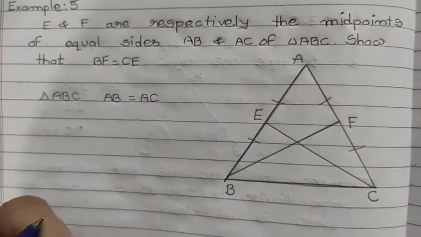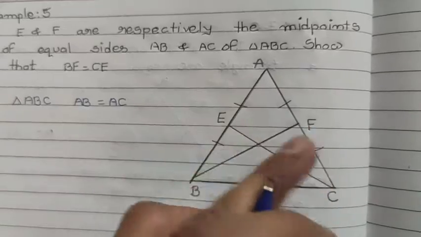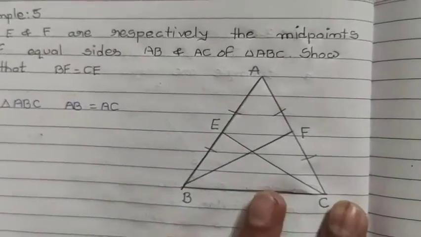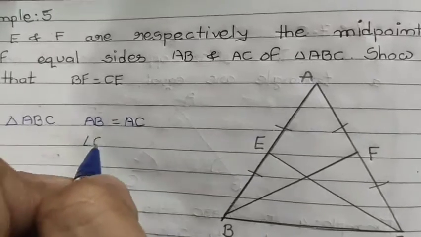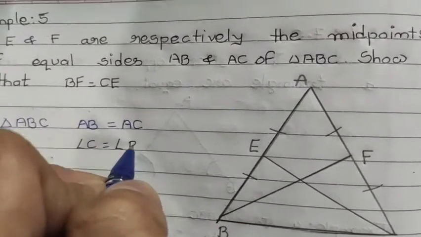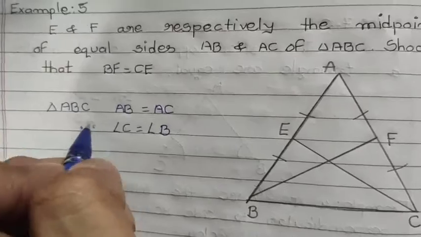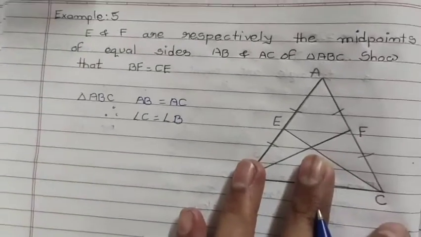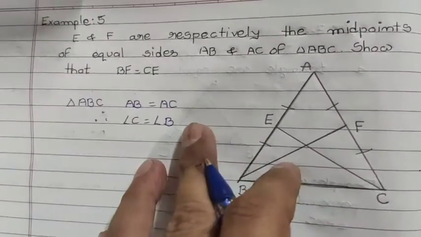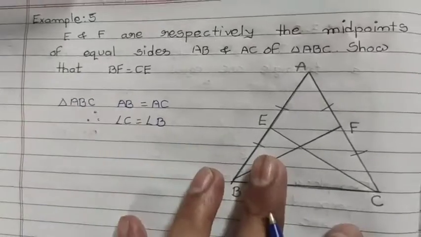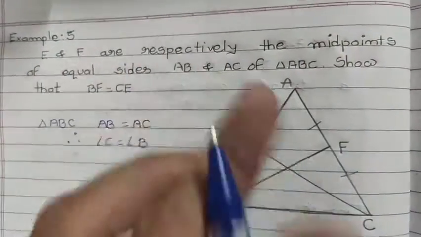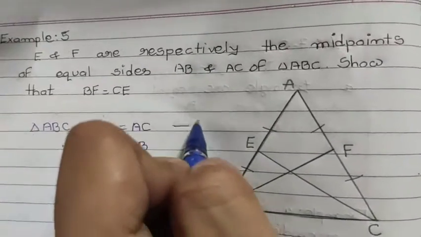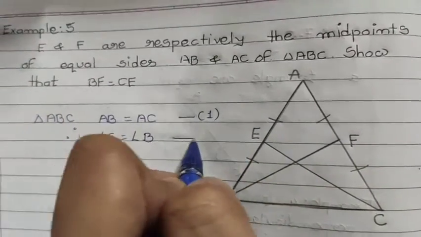We have to prove that BF is equal to CE. So angle C is equal to angle B, right? By theorem 7.2. We don't need it, but we write E and F are midpoints of equal sides AB and AC. So we will name this result number 1. Result number 2.